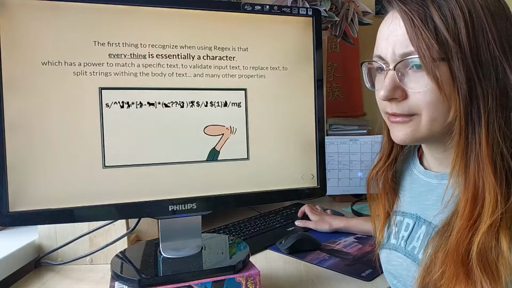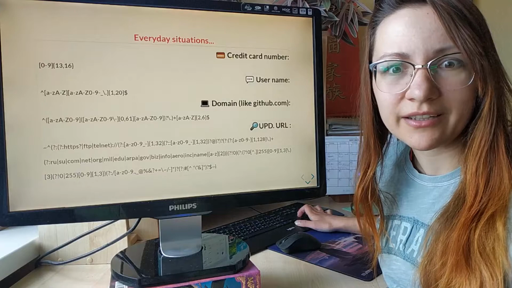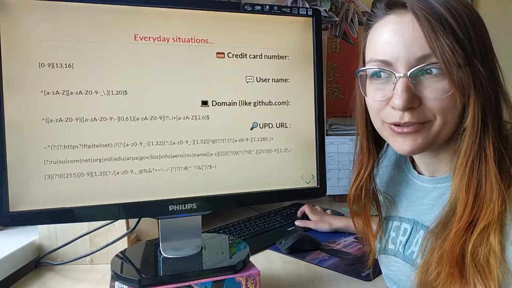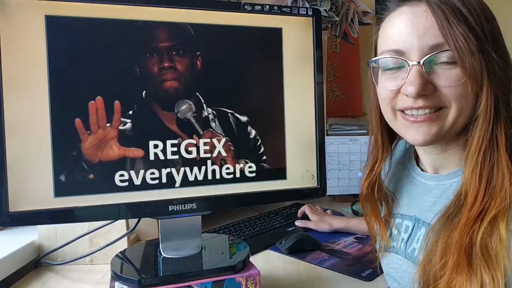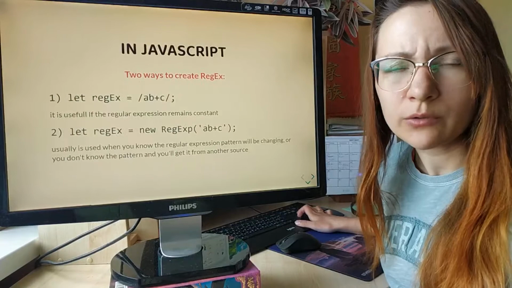And have you ever thought that you can find them in everyday situations? Like a bank checks your credit card number, or YouTube checks your username, or Google checks a domain site page, or even the browser checks your URL request. So they are everywhere. Now I hope you understand how useful this tool is. Okay, moving forward. So how do we create them?